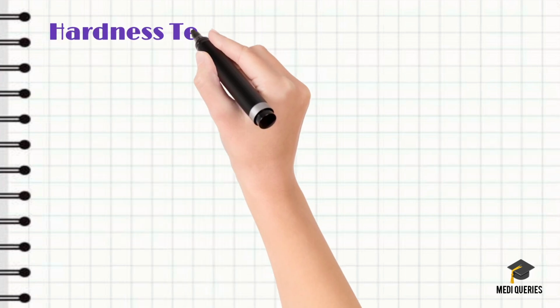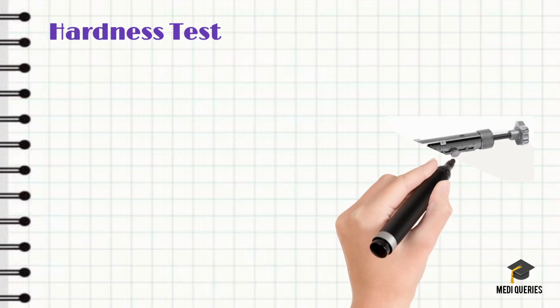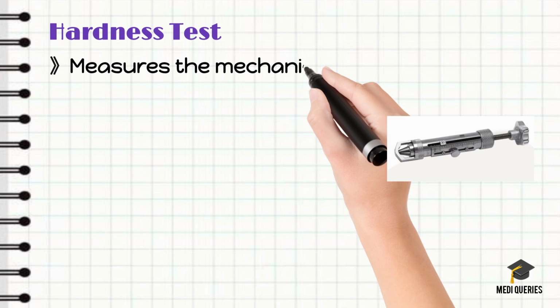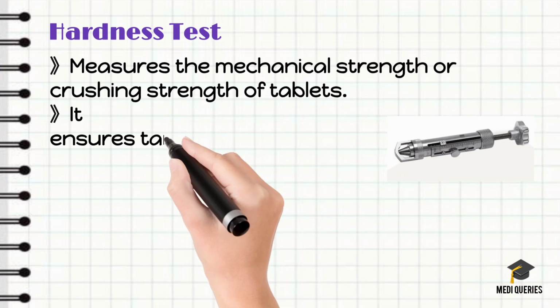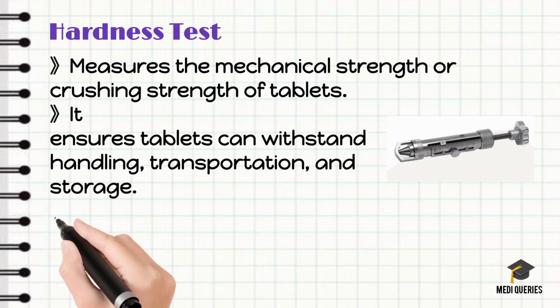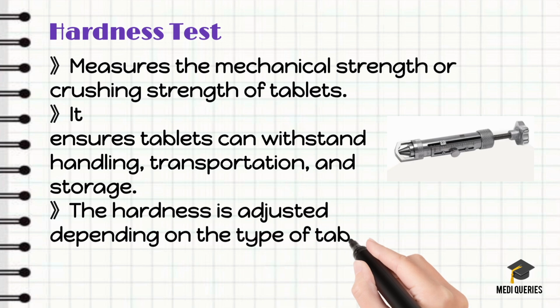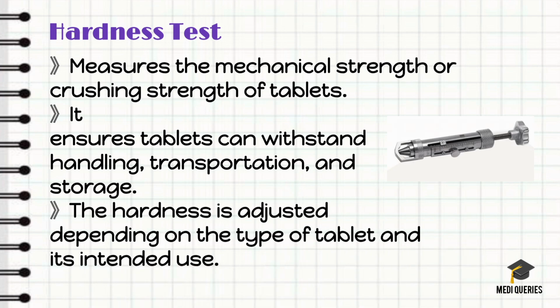And next test is hardness, that is the crushing strength. Hardness is also called crushing strength, which mainly measures the force required to break the tablet. It reflects the tablet's mechanical integrity, which is important for packing, shipping and handling. The test is performed by using a Monsanto hardness tester, Pfizer hardness tester or digital hardness machines.